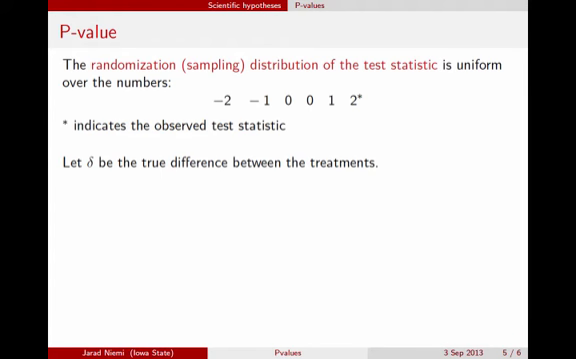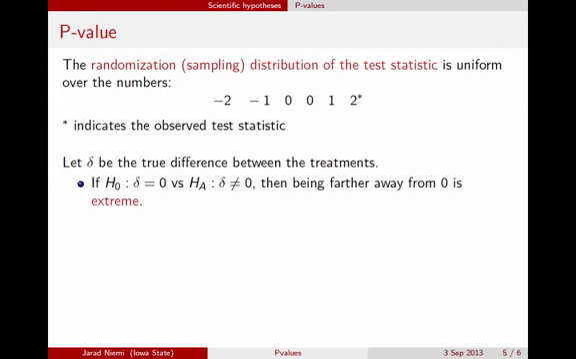Alright, so if delta is the true difference between the treatments, then suppose you set up the two-sided hypothesis: the null hypothesis says there's no difference, and the alternative says that there is a difference, but we don't know which way. Then we need to calculate something that's as or more extreme. In this case, what we mean by that is more toward the alternative hypothesis. The null hypothesis says there's no difference, so anything farther away from 0 is extreme.